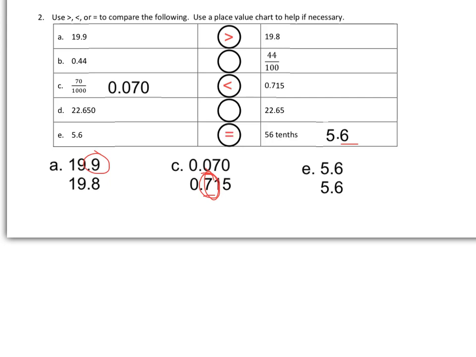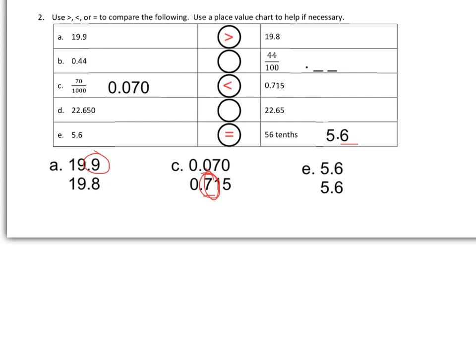Now that we have solved A, C, and E, try solving B and D. In question B, remember that 44 over 100 means that the decimal is going to only go to the hundredths place. Take the numerator in 44 over 100 and fill them into the blanks below to help you solve the remainder of this problem. In question 2D, take the two decimals and compare them like I did for A, C, and E. This should help you figure out if 22 and 650 thousandths is greater than, less than, or equal to 22 and 65 hundredths.